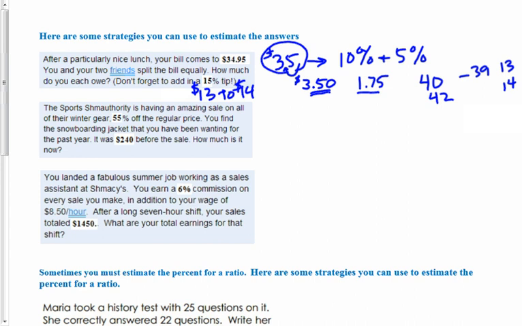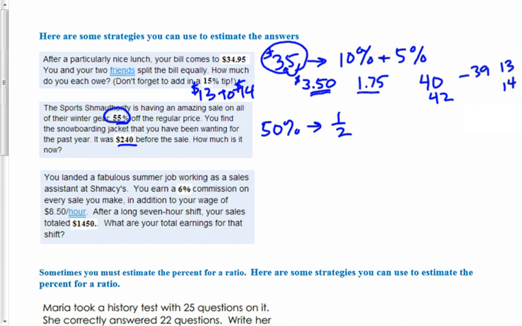Okay. Next problem says that Sports Authority is having an amazing sale of winter gear, 55% off the regular price. You find a snowboarding jacket that you have been waiting for this past year. It was $240 before the sale. How much is it now? Well, 55% is really close to 50%. And I'm always thinking about what fractions these percents represent. It's 50 out of 100, which is a half. So we're going to have to pay a little less than a half for this snowboard.